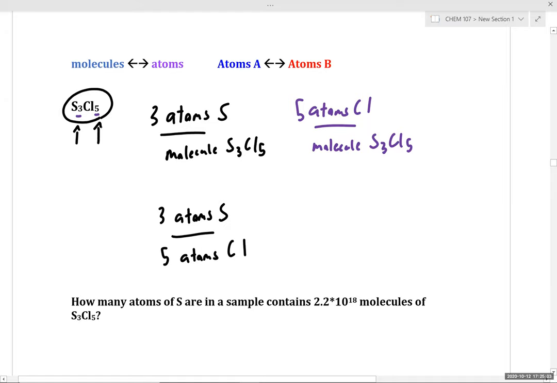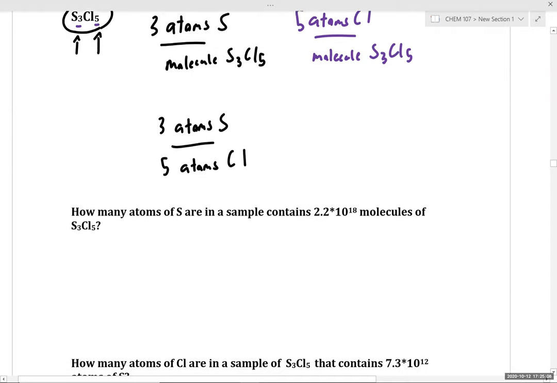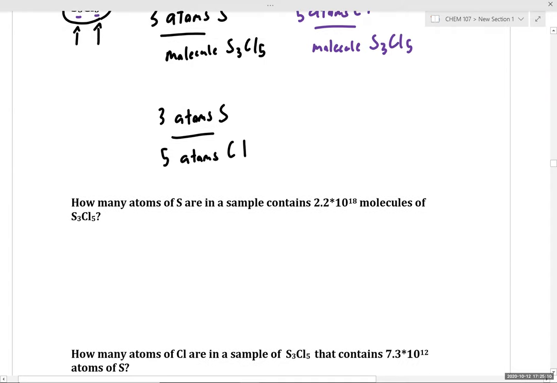Okay, perfect. So now that we have our atom to atom and atom to molecule ratios established, we're next able to answer the question: how many atoms of sulfur are in a sample that contains 2.2 times 10 to the 18th molecules of trisulfur pentachloride? So in this case, let's just look at our units. We're starting off with molecules of trisulfur pentachloride, and we're trying to convert to atoms of sulfur.